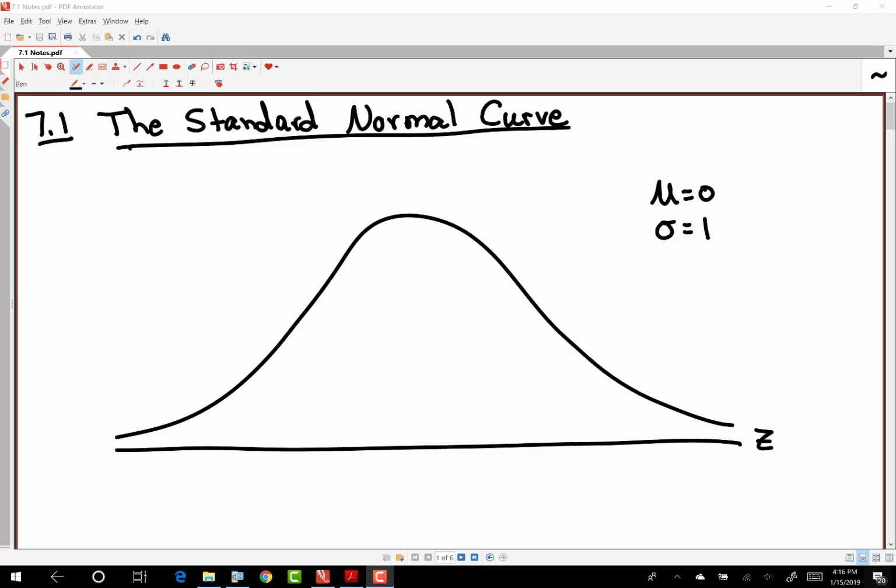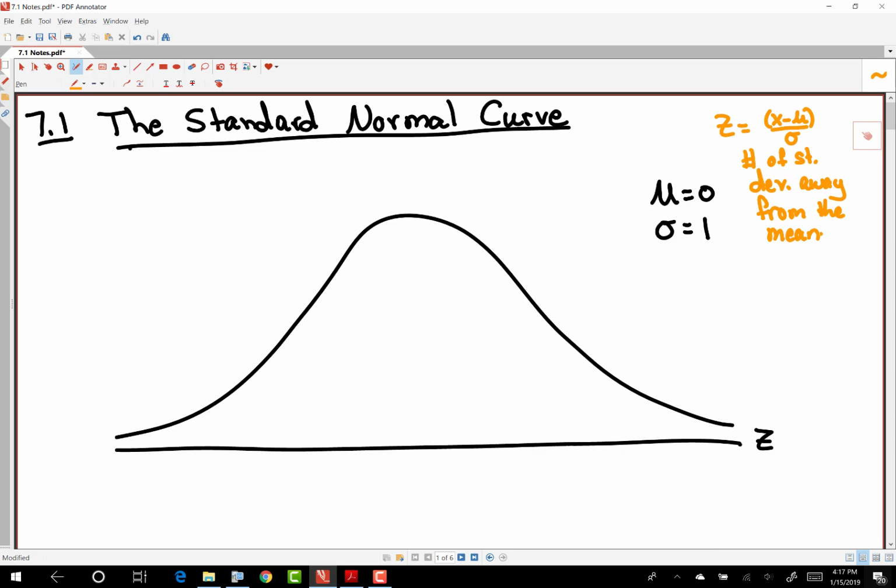Okay, so the standard normal curve is based on z-scores, and this refers to the same z-score that we talked about back in chapter 3. Remember, the z-score is equal to the data value minus the mean divided by the standard deviation, and it's the number of standard deviations away from the mean. It might be above the mean, it might be below the mean, but it's the number of standard deviations you are from the mean.